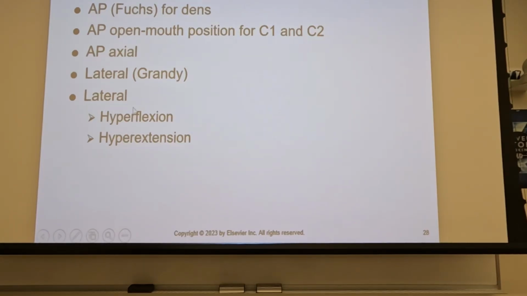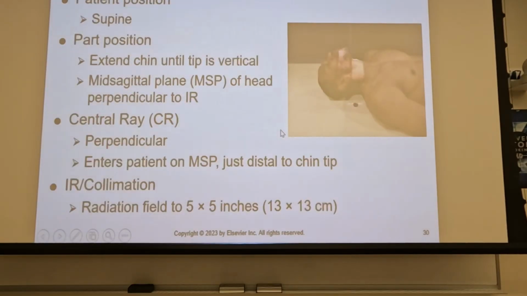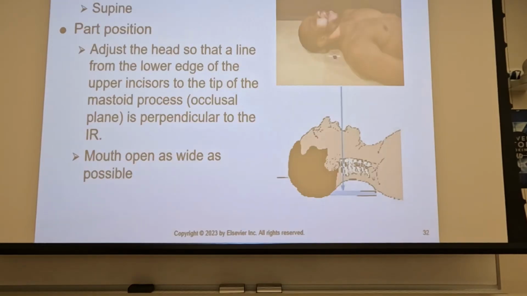And then we're going to talk about hyperflexion, hyperextension. And if it's easier for you, just remember flexion and extension. Hyperflexion and hyperextension just seems forced, right? So then we're also going to talk about anterior and posterior obliques, and we're going to talk about a lateral as well. All right, so I'm going to skip over this and go directly to the open mouth odontoid.